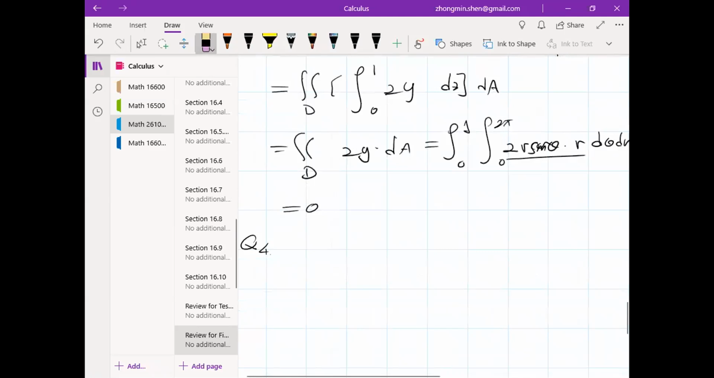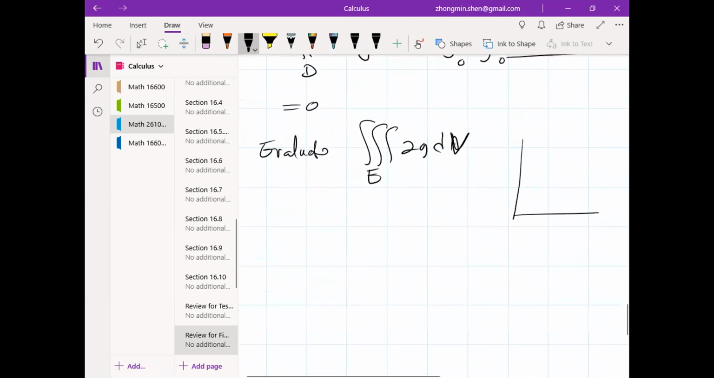Now, let me show you another similar problem. Evaluate the triple integral of 2y dV, where E is this region. It's a solid with 1, 2, 3, 4 faces. It's a tetrahedron. So this is E.